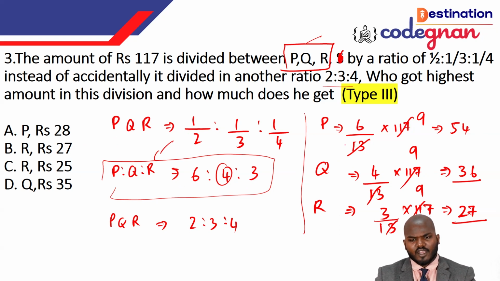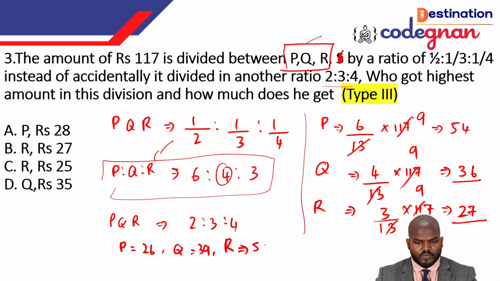So we are using the correct division here. If you use the wrong division with respect to 2:3:4, the value of P will be 26, Q will be 39, and R will be 52. Okay, now it is clear that the maximum profit can be gained from R only. That is 52 minus 27. If you work it out, the value we get is 25. So R is the highest value and option C is the correct answer.